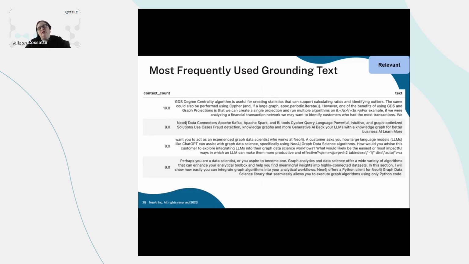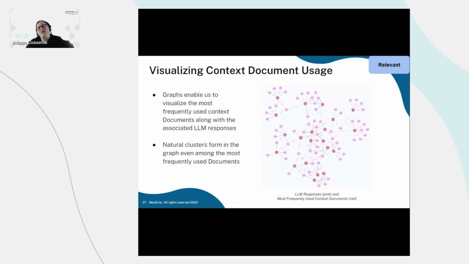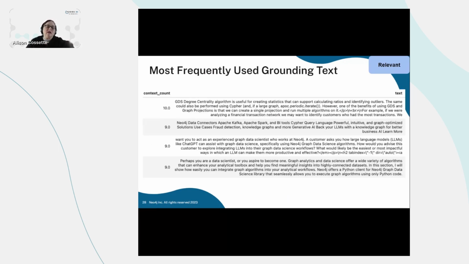In this case, what we looked at as we went through, so we see that we've got this high density. We see that certain documents are coming up. So we wanted to take a look at which were the most frequently used grounding texts. And what we found was centrality algorithms came up and connectors came up.